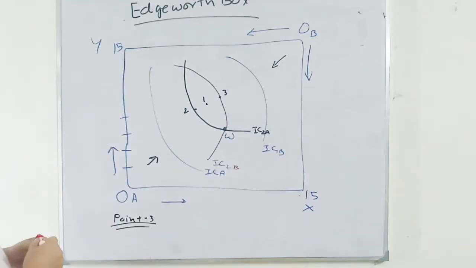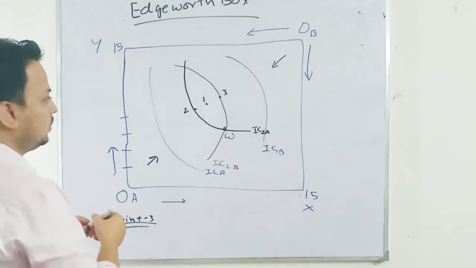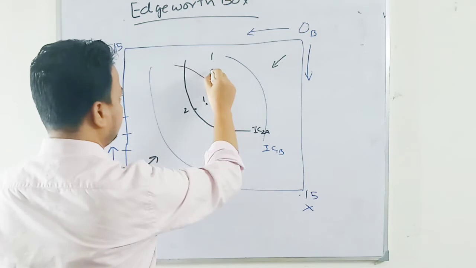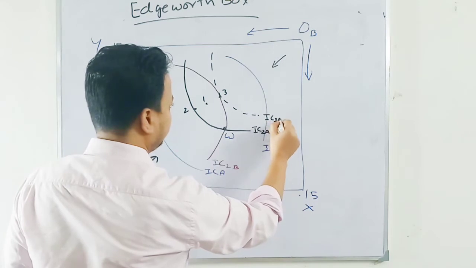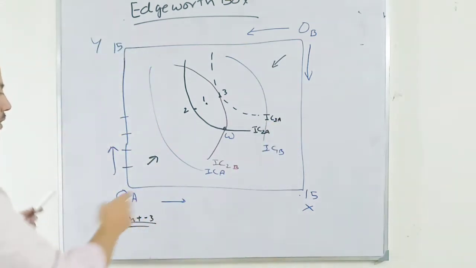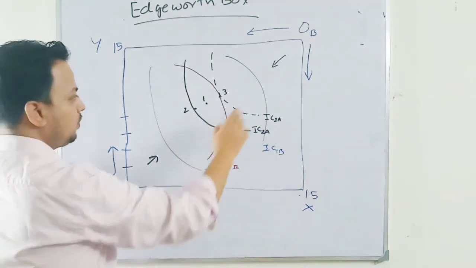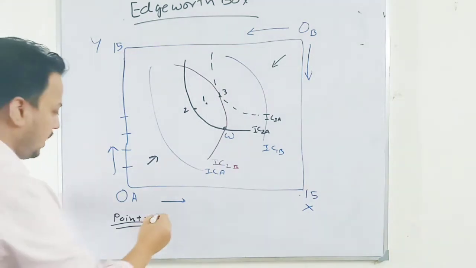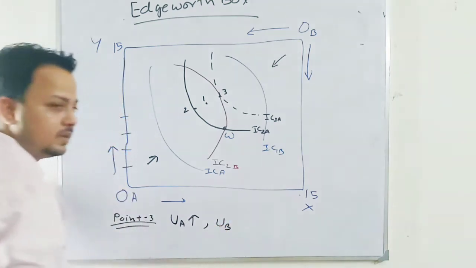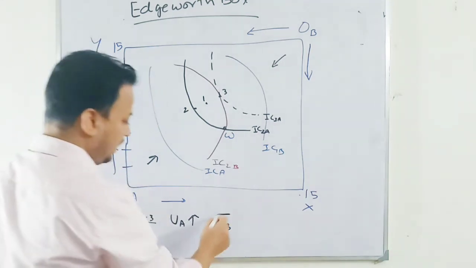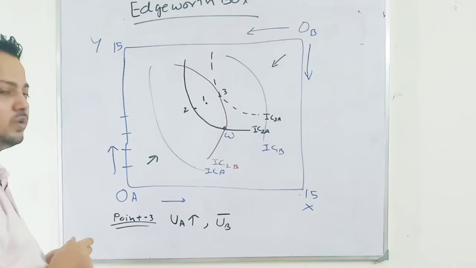At point 3, if I move consumer A's indifference curve, this is IC3A. What is happening? There is no change in the utility of consumer B, but the utility of consumer A increases. So I can increase the utility of consumer A without affecting the utility of consumer B. This is called Pareto improvement.